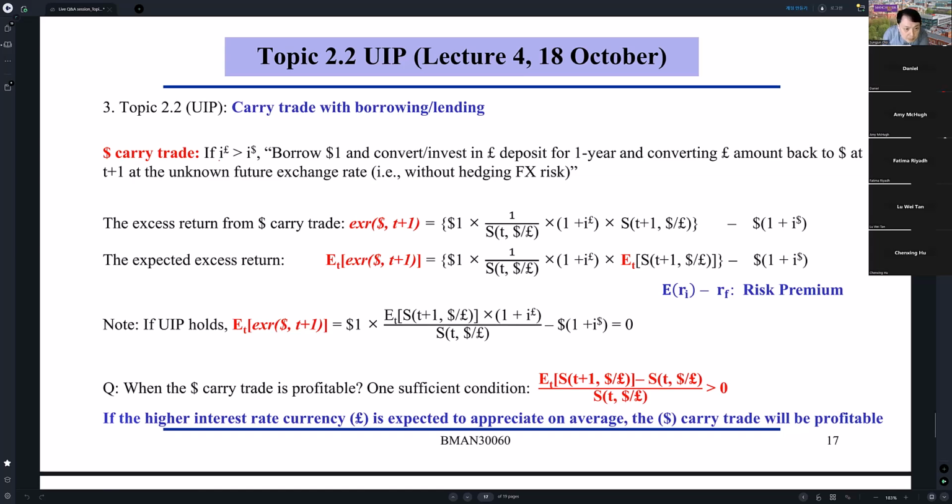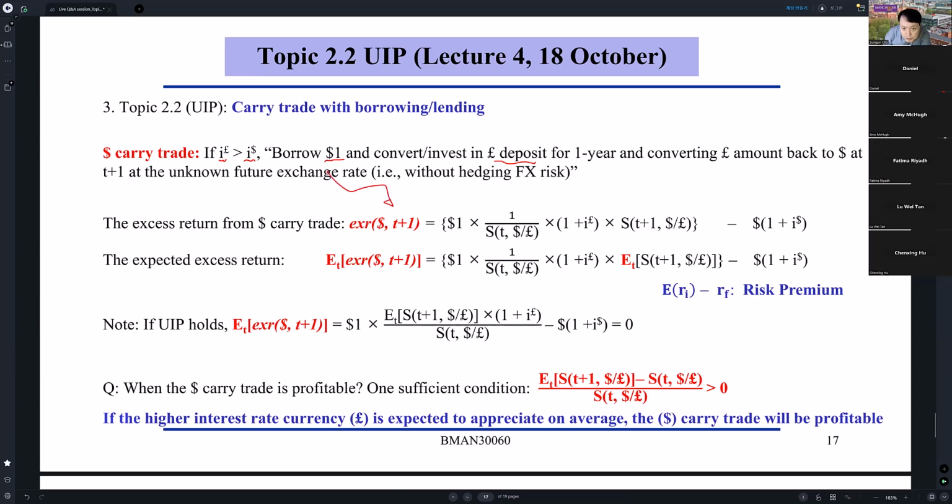So when the interest rate for pound is bigger than the interest rate for dollar, you need to borrow the currency with the lower interest rate, dollar, let's say $1, and you have to convert and invest into a pound deposit for 1 year. And you have to convert the pound amount back to dollar at the unknown future exchange rate. So you're not going to remove any FX risk. This is the first form of dollar carry trade.